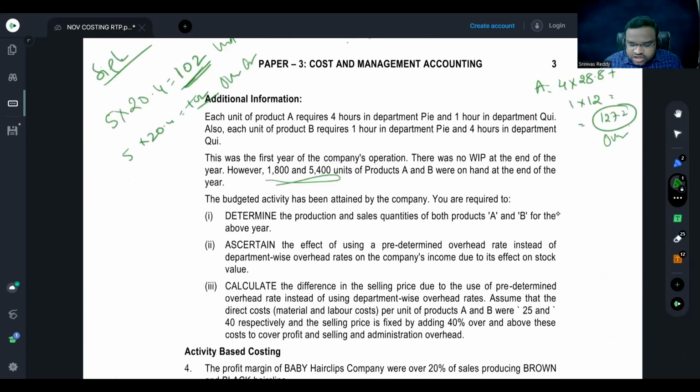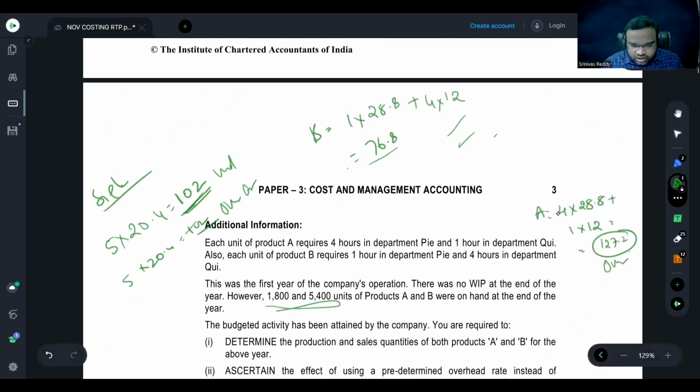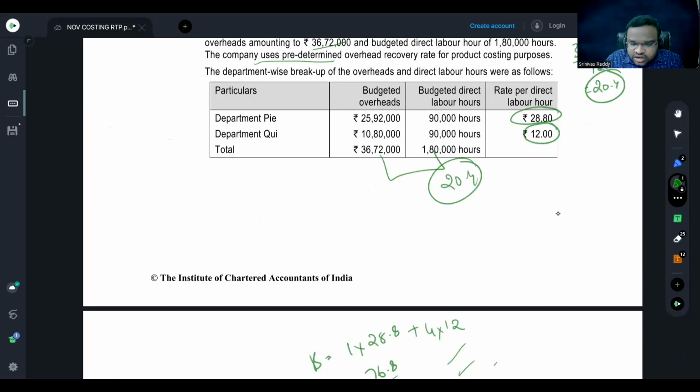Determine the production and sales quantities of both products A and B for the above year. Now see your production quantity. How much is your production quantity? 90,000 labor hours. And every time you are taking how many hours? 5 hours for each unit. That means how much you would have produced? 90,000 divided by 5. You would have produced A 18,000 units. B also 18,000 units.